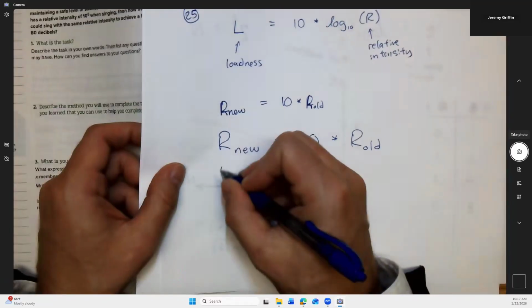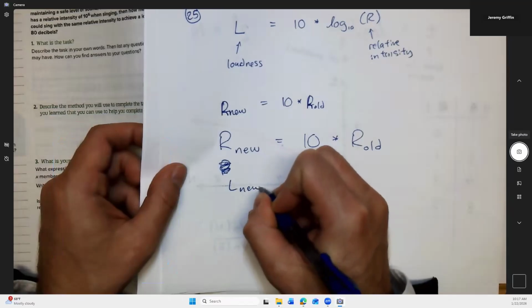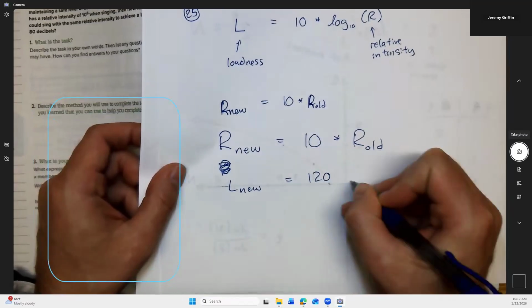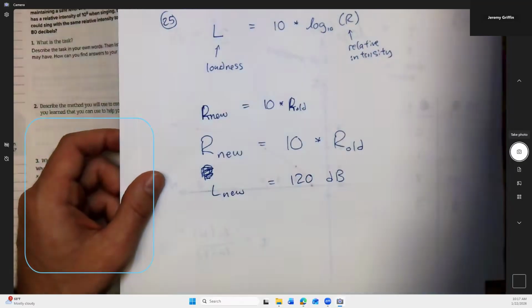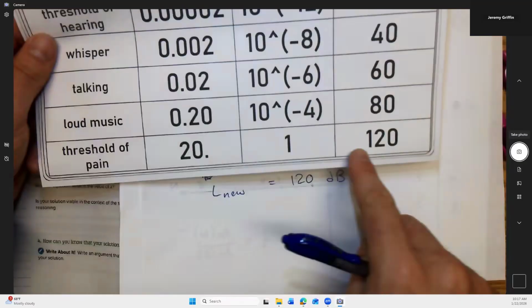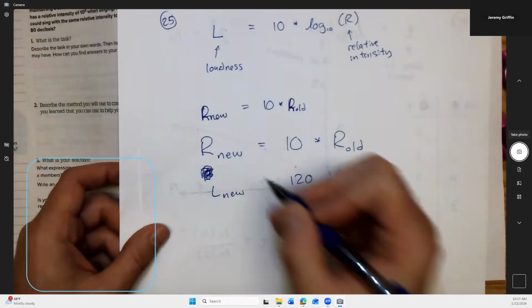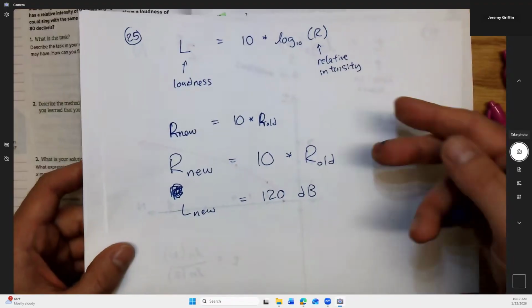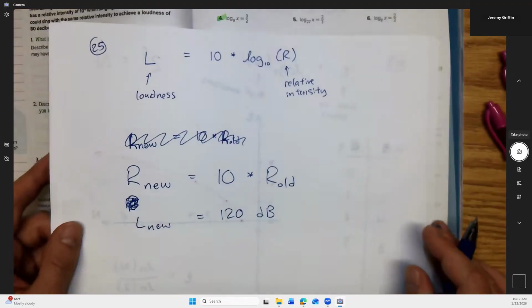So they're also saying L new equals 120 decibels, which is what I was calling the threshold of pain here, where your eardrums are about to be torn apart. So maybe it's 1 jackhammer and 10 jackhammers. Maybe that story makes a little more sense. So you guys go with the premise here.